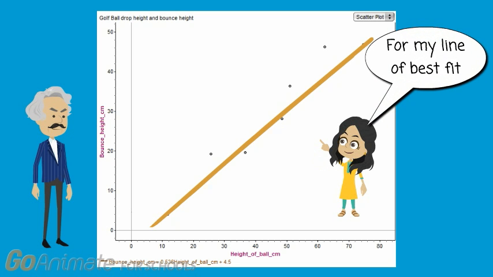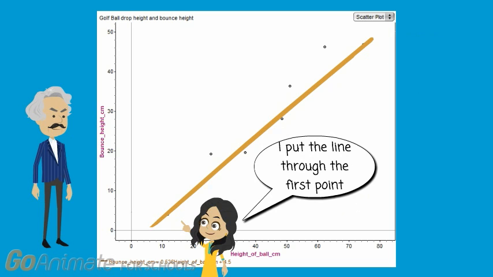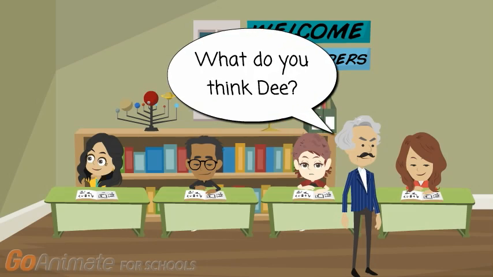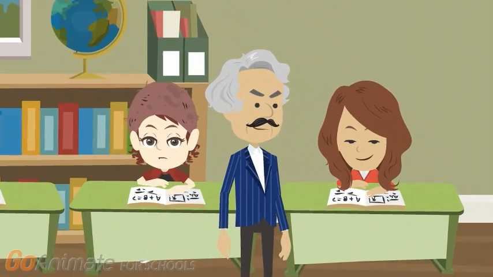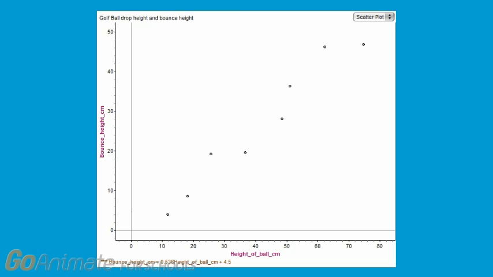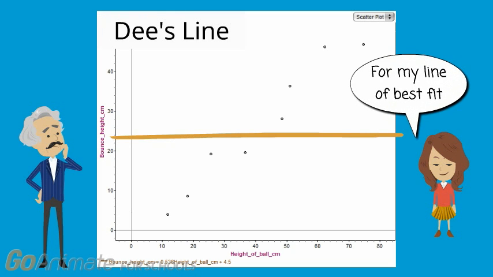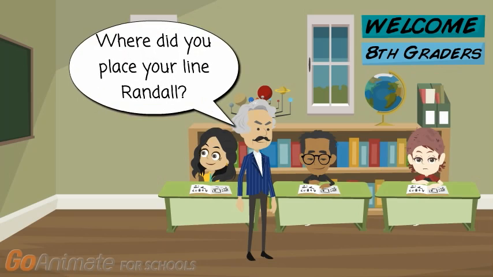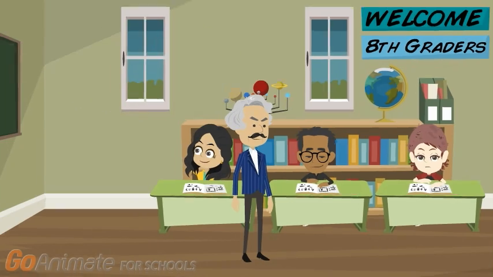For my line of best fit, I put the line through the first point and the last point. What do you think, D? For my line of best fit, I think that the line should be in the middle of the highest and the lowest points because that's like the average. Where did you place your line, Randall?